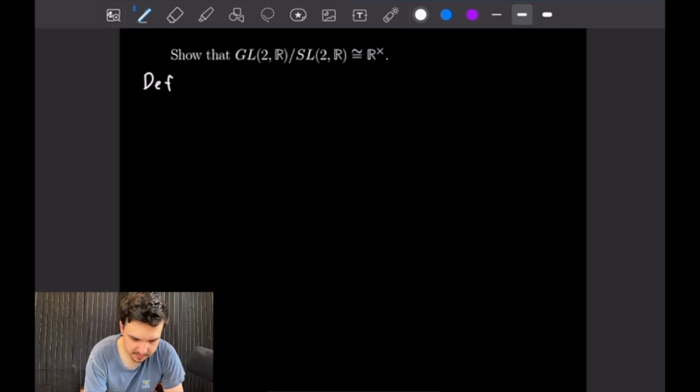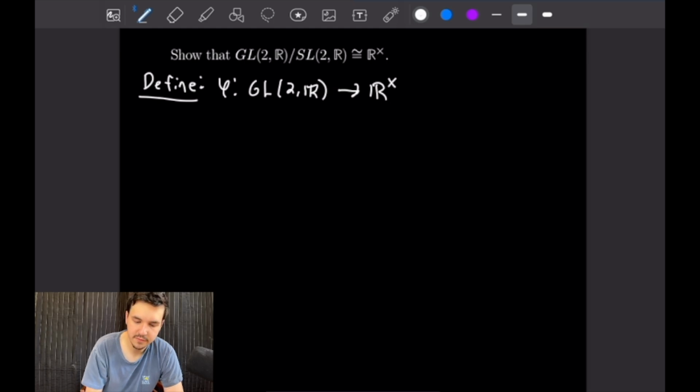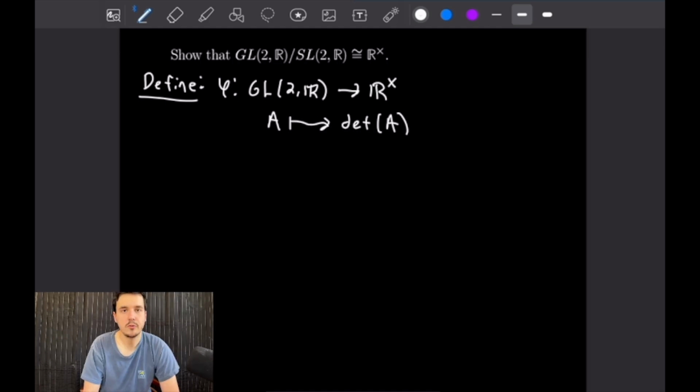So let's define a function. Let's just call this one phi once again, and phi will go from GL2(R) to our desired group, which is the multiplicative group of non-zero real numbers, and it will simply map a matrix in GL2(R) to the determinant of that matrix, which will of course give us a non-zero real number. Great. And so from here, what we want to do is determine if this is a homomorphism.